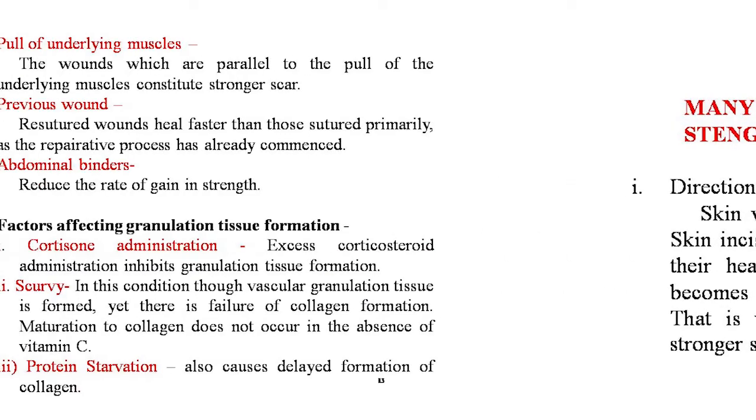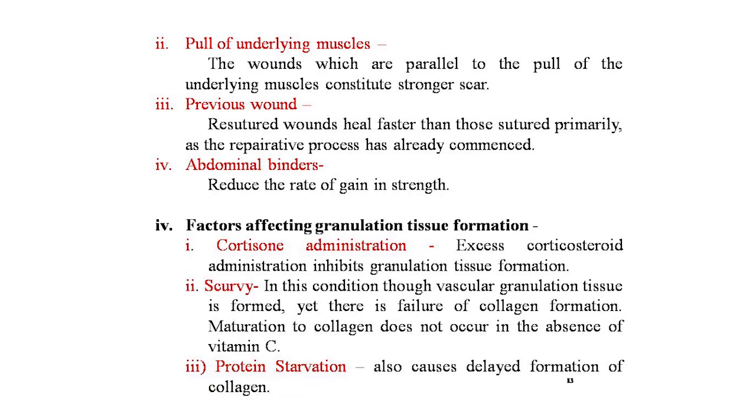Next point in the tensile strength is the pull of the underlying muscles. The wounds which are parallel to the pull of the underlying muscles constitute a stronger scar. Third is the previous wound. Ruptured wounds heal faster than those sutured primarily, as the reparative process has already commenced. Fourth, abdominal binders reduce the rate of gain in strength.